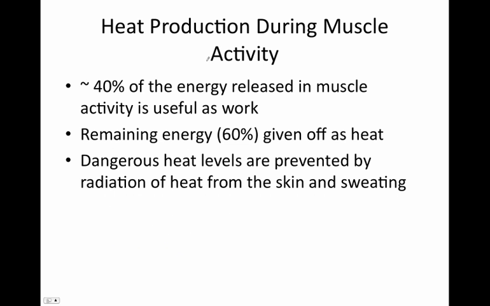We have a lot of heat production during muscle activity. It's estimated that about 40% of the energy released in muscle activity is useful for work, but around 60% of the remaining energy is given off as heat. We can have dangerous heat levels if we don't radiate that heat off the skin and sweat. Sometimes when people exercise, like in sweatsuits, they can have serious problems, essentially cook their internal organs, specifically the brain, because they're not able to evaporate that sweat and cool themselves.